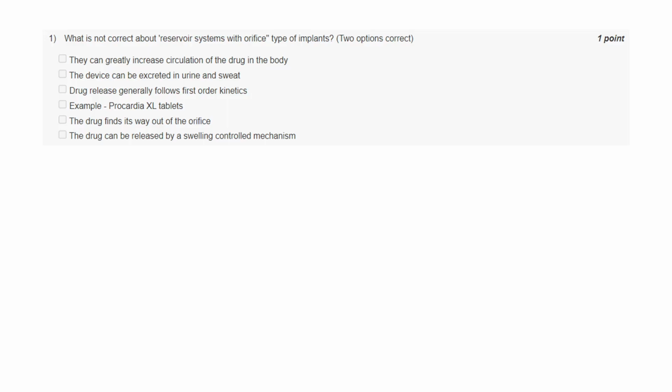I'll give you guys some time to think about this. If you have read about the reservoir systems with orifice, you will be able to answer quickly. If not, we'll discuss what exactly the system is. But before that, if anybody wants to volunteer, you can go ahead.